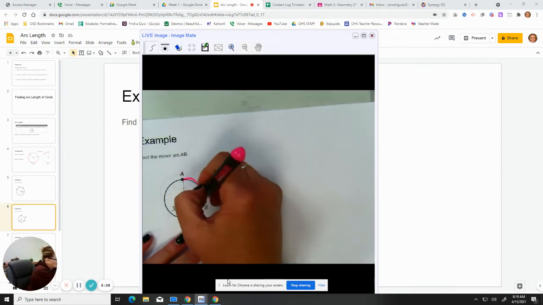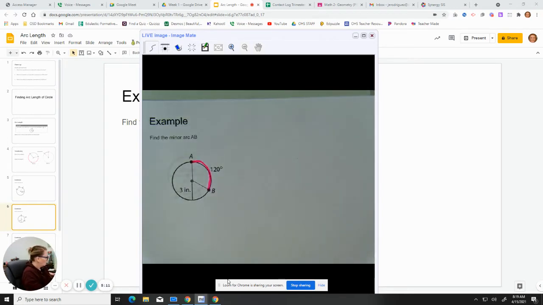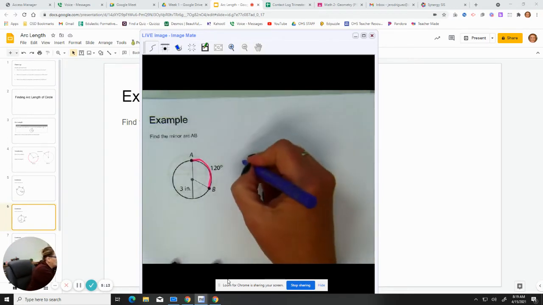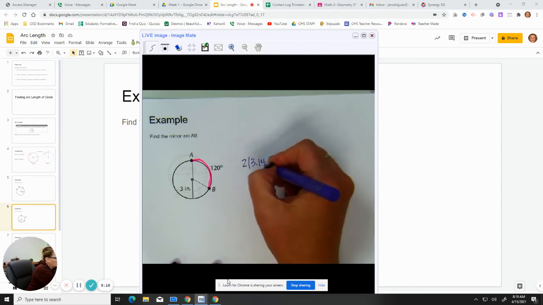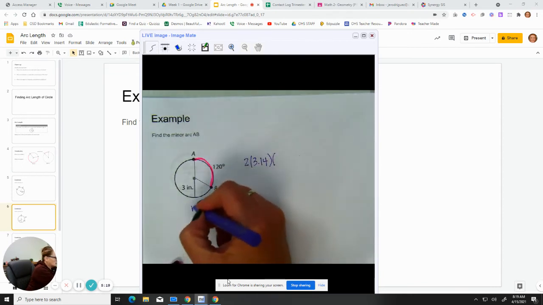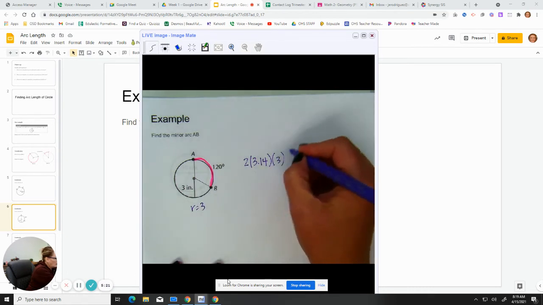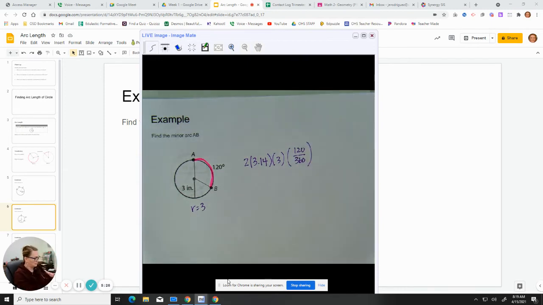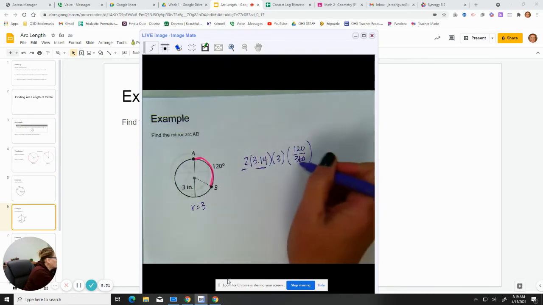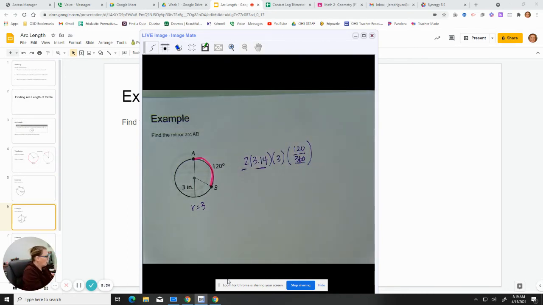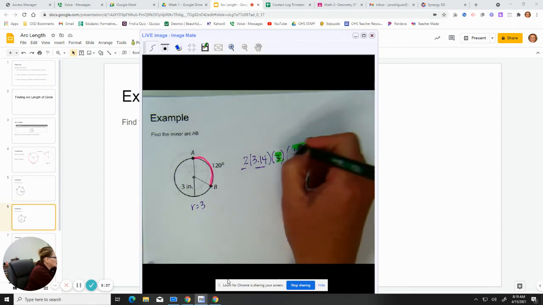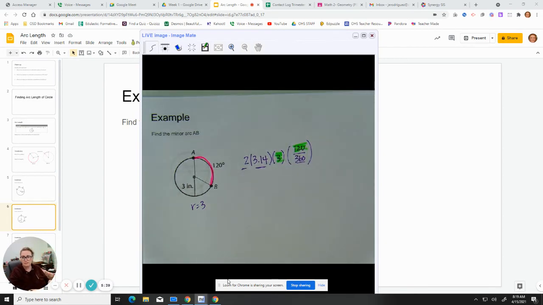We're working on this section right here. We're again going to use 2 times 3.14 times the radius of 3 times the degree over 360. Okay, this part and 360 do not change. The only thing that changes is these two numbers right here. So we're going to type that back into our calculator.